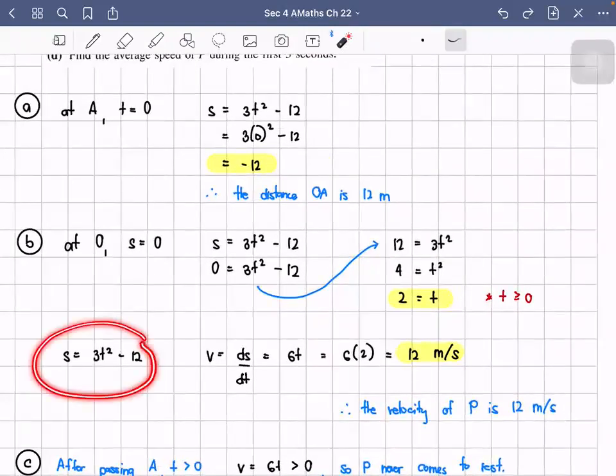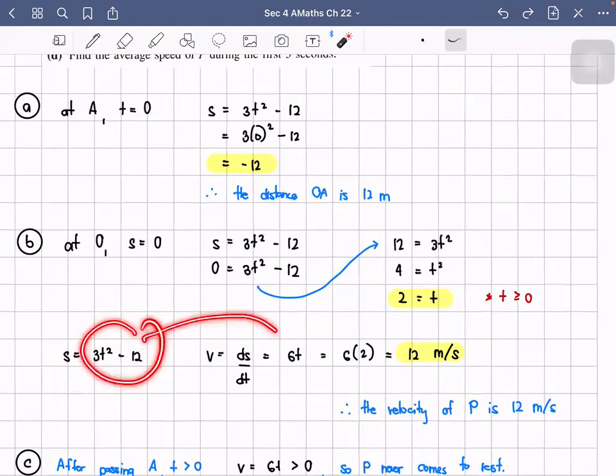I'm given this function here, the displacement function. If I'm going to solve for the velocity, I need to derive this, right? So doing so, deriving this, I will end up with 6t. Okay, 6t. All right. No question here.